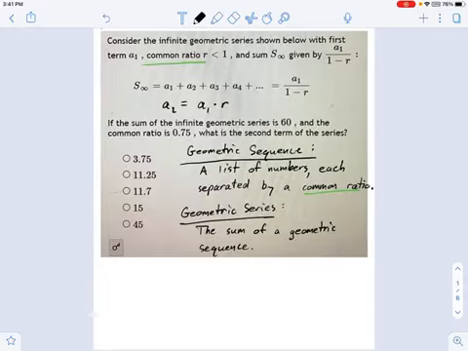So here's an example of a geometric sequence: 2, 4, 8, 16, 32. See the pattern? That's what this means. Now, a geometric series is just adding together all the parts of a geometric sequence.